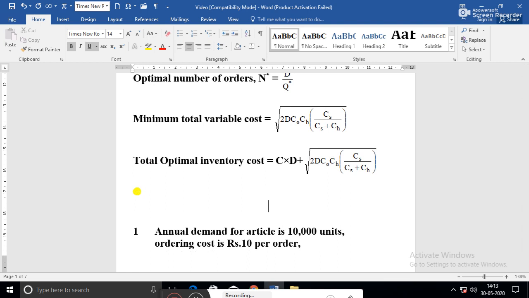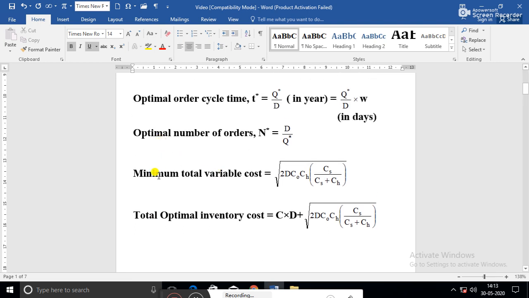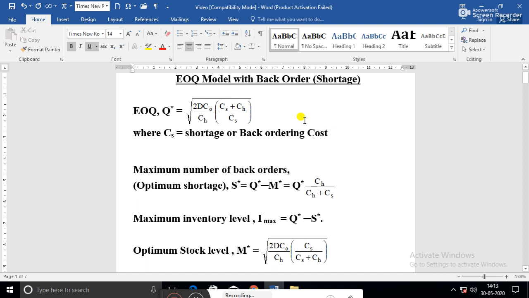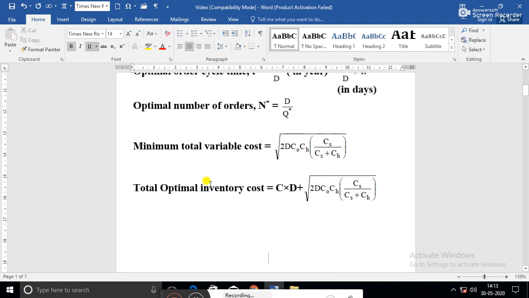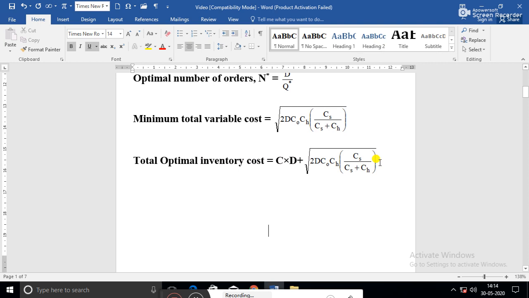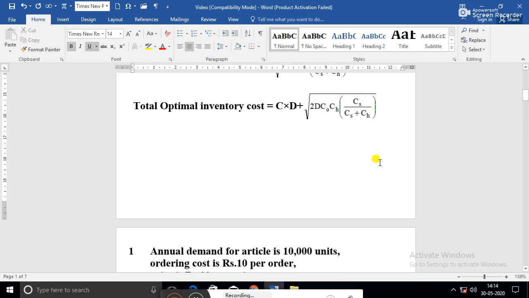Now the cost will be the square root of 2D into CO into CH as usual, but again the factor is just the reverse of this. And if you want the total optimum inventory cost, not carrying cost, you have to add the fixed cost, that is the cost of the item into the annual demand. This is the annual cost of the item. You always prefer the annual concept. The time frame is a little bit difficult, so I always prefer the annual concept, annually how much you are spending.